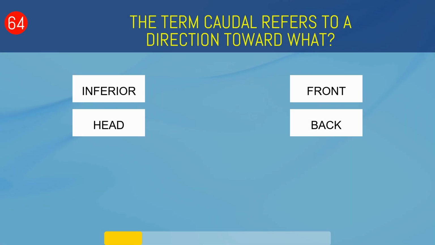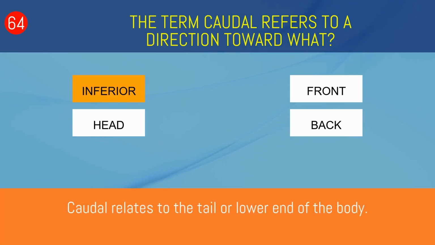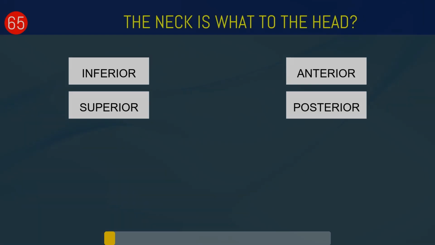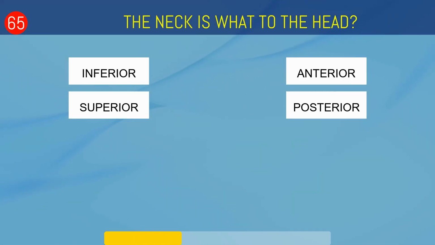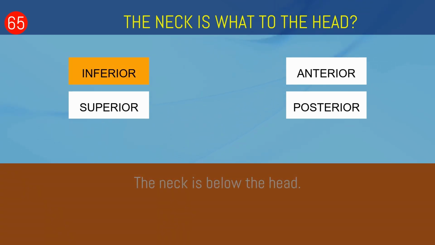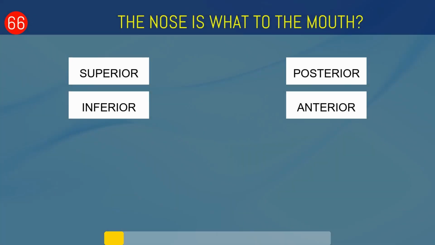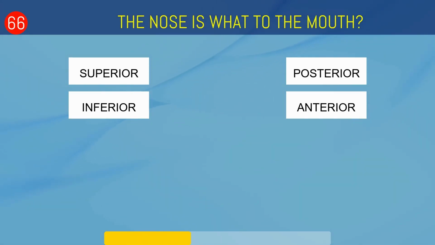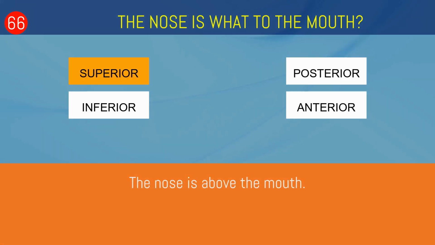The term caudal refers to a direction toward what? Inferior, head, front, or back. Inferior. Caudal relates to the tail or lower end of the body. The neck is what to the head? Inferior, superior, anterior, or posterior. Inferior. The neck is below the head. The nose is what to the mouth? Superior, inferior, posterior, or anterior. Superior. The nose is above the mouth.